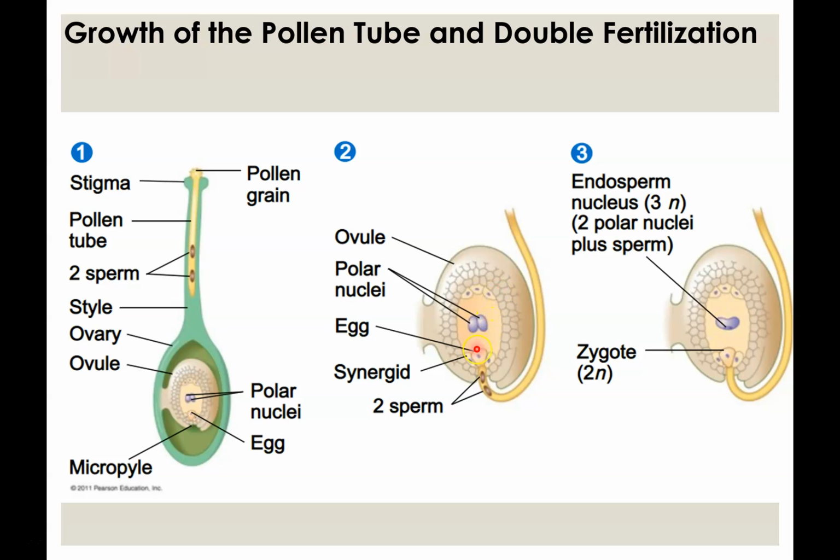One sperm fertilizes the egg, forming the zygote. Right, so we have the zygote here. The other sperm combines with the two polar nuclei of the embryo sac's large central cell. So we have this large central cell with two polar nuclei, and this second sperm is going to combine with them to form the triploid tissue or cells known as the endosperm. That cell develops into the nutritive tissue called the endosperm.